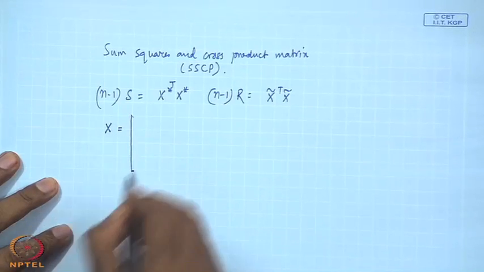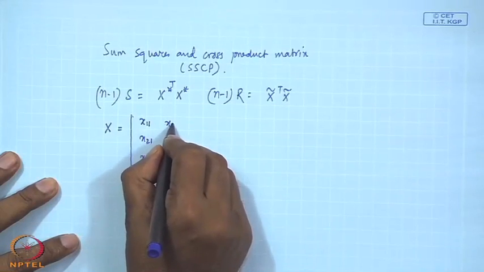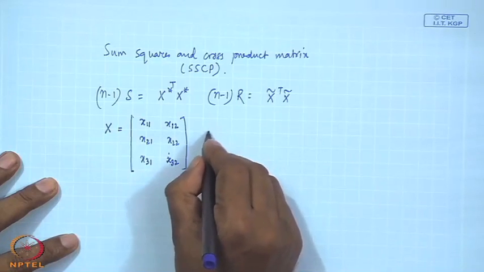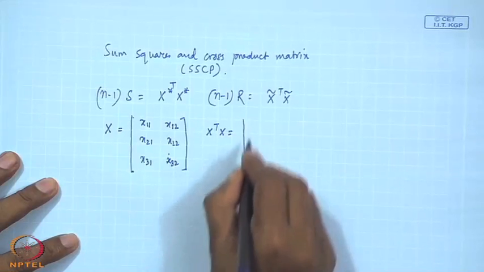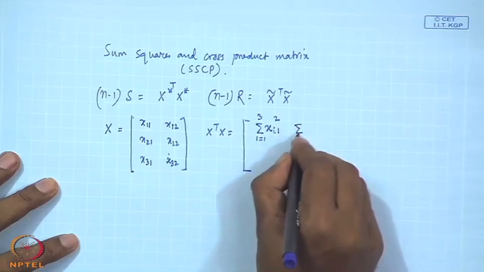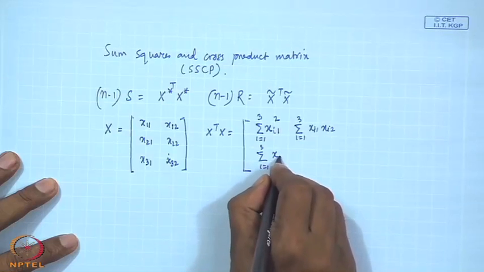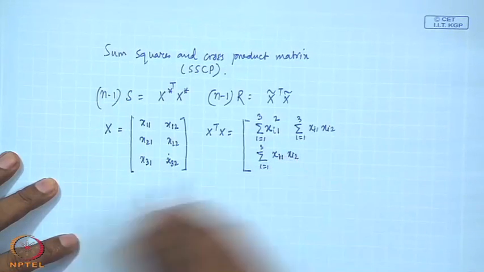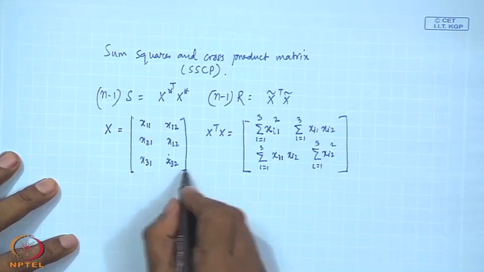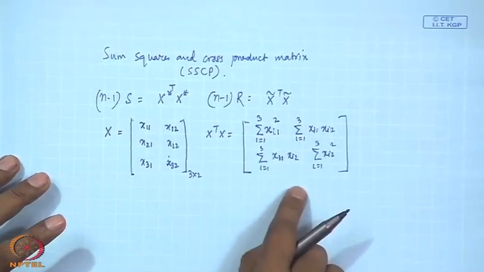So, suppose x I am writing like this: x 11, x 21, x 31, x 12, x 22, x 32. Now, you calculate x transpose x, what will happen here? You will be getting sum of x i1 square, i equal to 1 2 3; here sum of x i1 x i2, i equal to 1 2 3; here sum of x i1 x i2; and here sum of x i2 square, i equal to 1 2 3. I have taken 3 cross 2. If you multiply, you will get this, because earlier, in the case of subtracting the mean and dividing by the standard deviation, we got a similar formula.